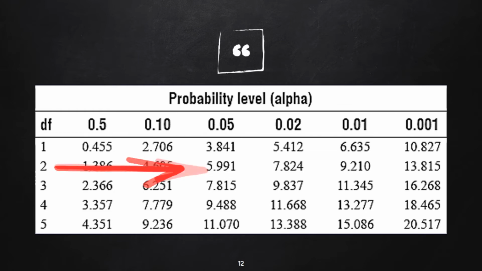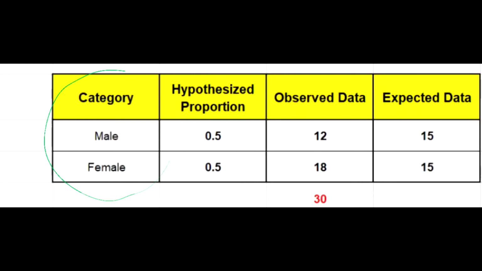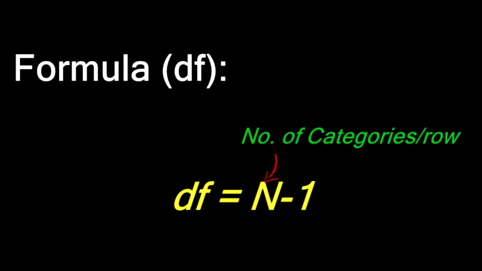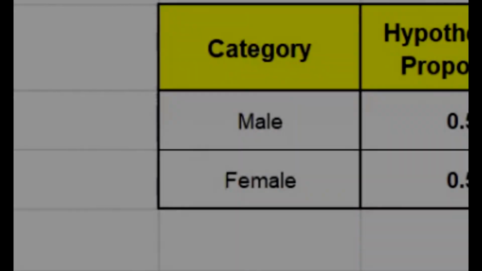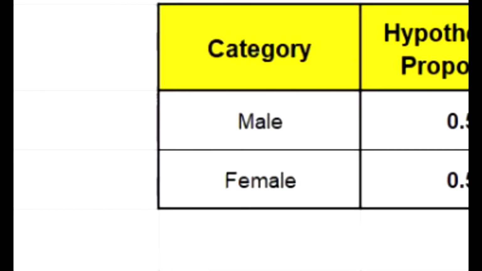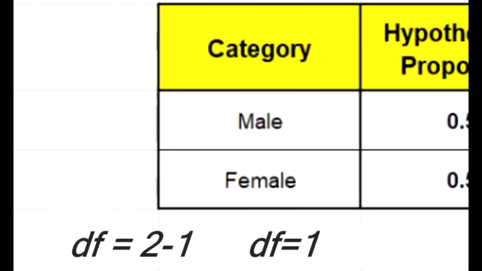First is the row of the table we need to look at, and it depends on the degrees of freedom that we have in our example experiment. How are we gonna do that? To do that, we need to identify the number of categories we had in our example experiment. The formula for finding the degrees of freedom is quite simple. Degrees of freedom is equal to n, which stands for the number of categories or rows, minus 1. In our example experiment, we only have two categories, namely male and female. Therefore, the degree of freedom in this test is 1.